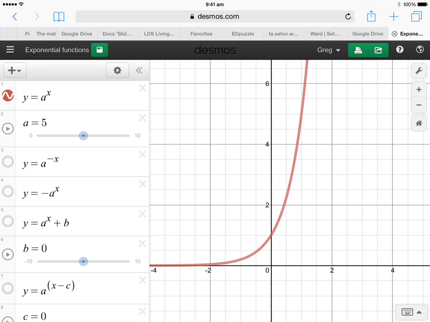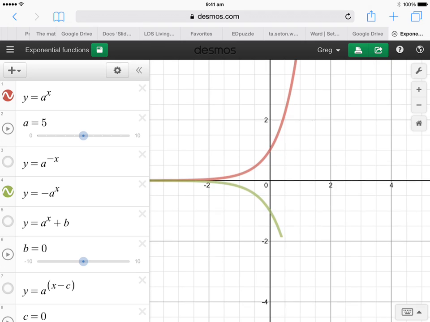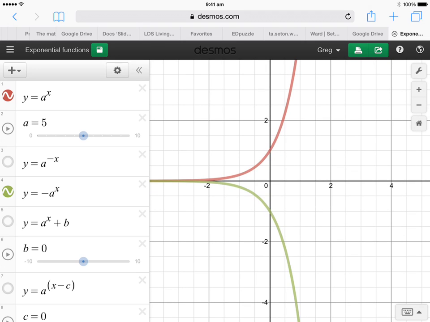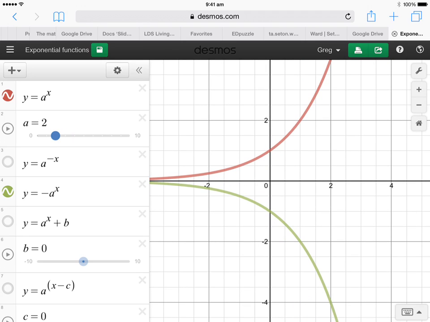Okay, what if we put a negative at the front before the power? So y equals negative a to the x. This now gives us a reflection in the x-axis. Okay, so there is 2 to the power of x and negative 2 to the power of x. So there's our first two reflections in the y-axis, reflection in the x-axis.